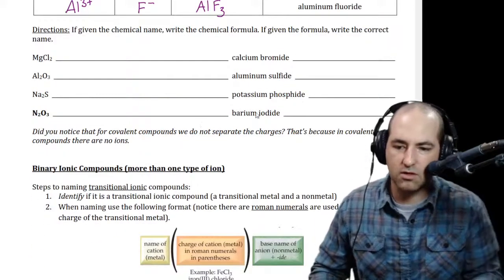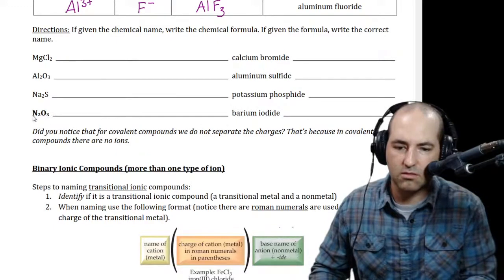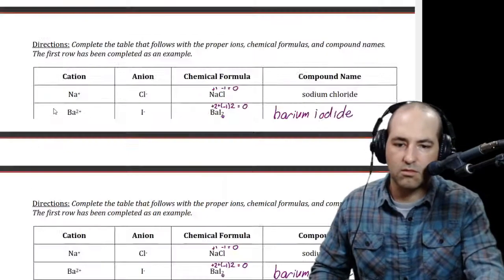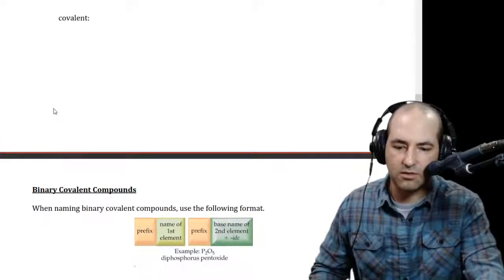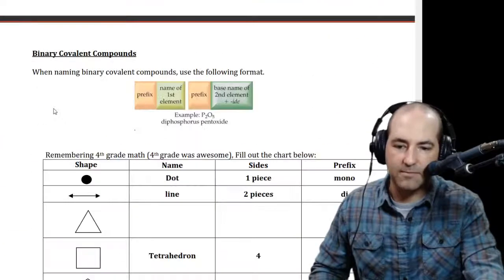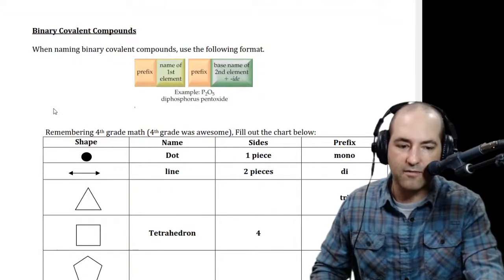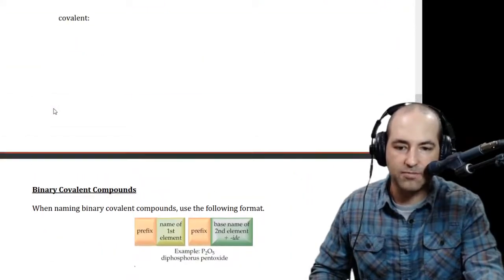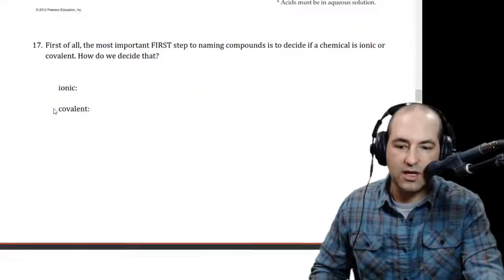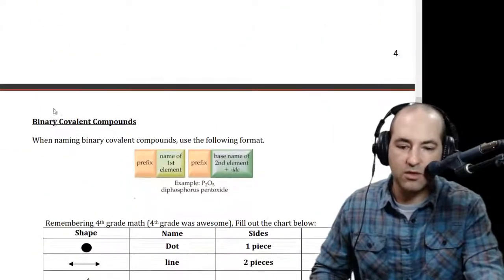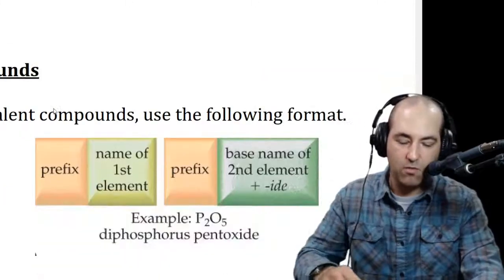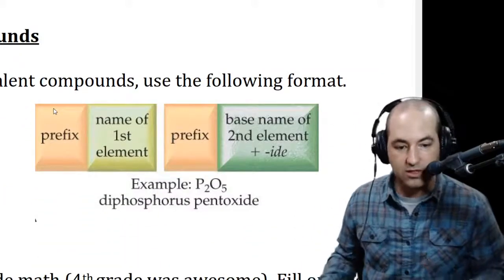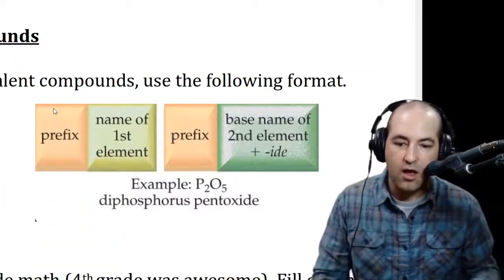This is wrong. Why is this here? Oh, that's right, we skipped this part. Okay, so let's go back then and look at what happens when we have a covalent compound instead. Once we decide that we have a covalent compound, the naming works a little bit differently. And this is actually an important way to distinguish between these types of compounds.